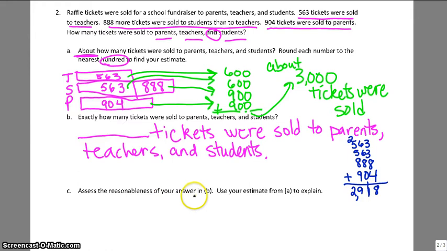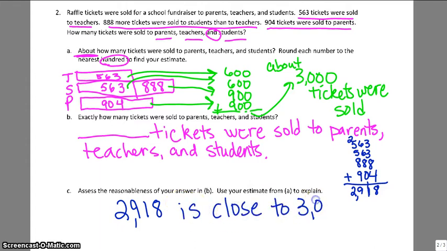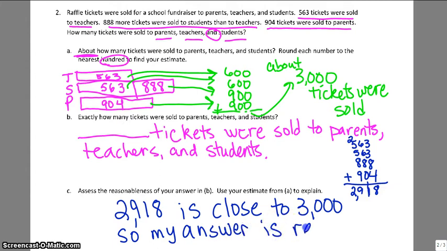Then it says, assess the reasonableness of your answer in part B, which is 2,918, and compare it to the estimate from part A, which was 3,000. Is it close to? If I look at those numbers, I know 2,918 is close to 3,000, so my answer is reasonable. You would continue these multi-step problems for the rest of your homework.